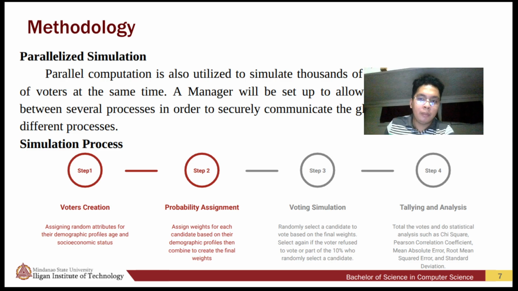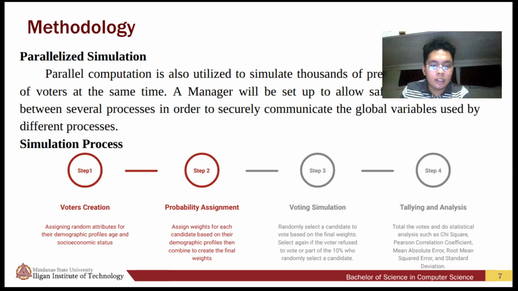They will be assigned probabilities based on the voters' age and socioeconomic status, and then combined to have a final probability or weights for selecting the specific candidates. Then the voting and simulation part, which will also use Monte Carlo, and the final step is the tallying and analysis. So the first three steps will be utilizing parallelization, as these three steps are independent.